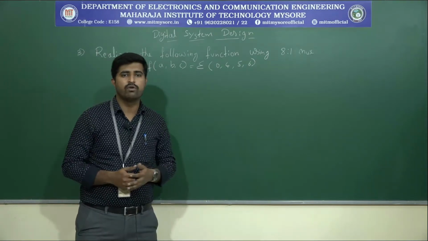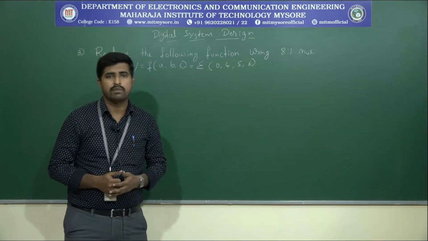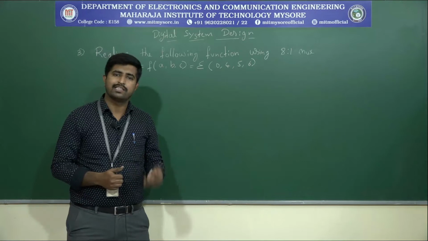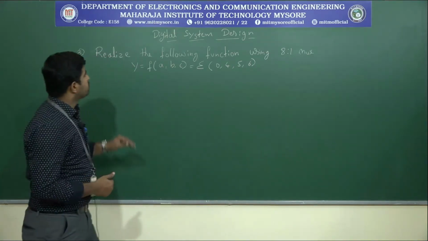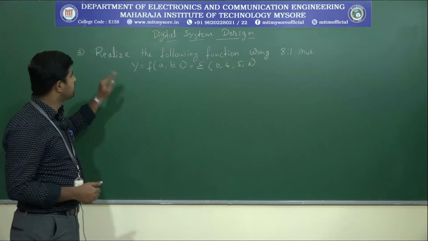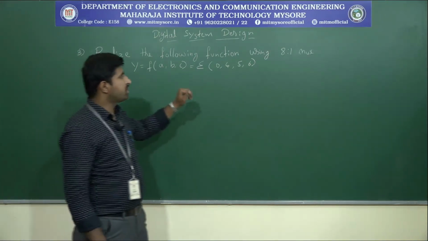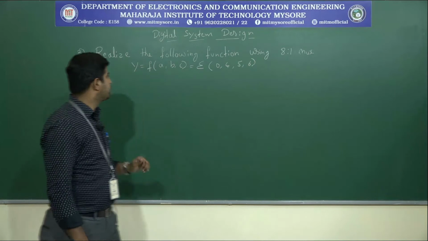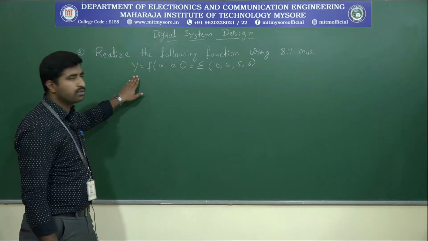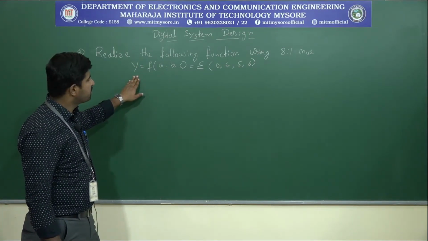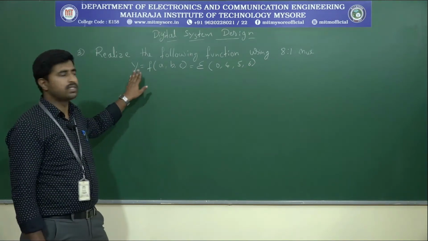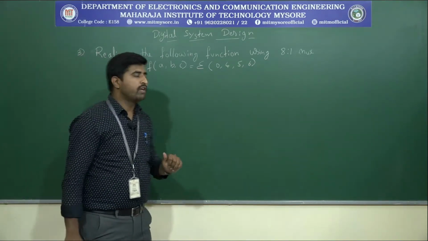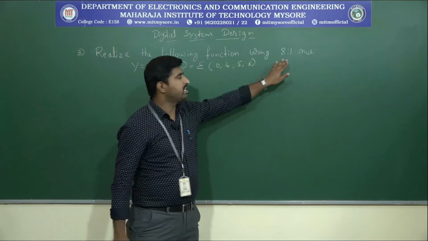Today we are going to solve some more problems on the multiplexers, and then we will move to the next topic, that is adders and subtractors. So the problem is: realize the following function using an 8:1 mux. The function is f(a, b, c) equals summation of 0, 4, 5, 6. This is the function they have given. Now we need to implement this function using the 8:1 mux.